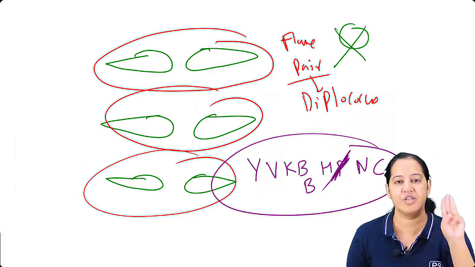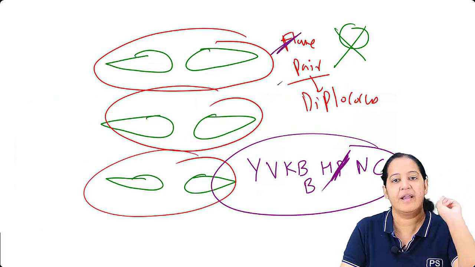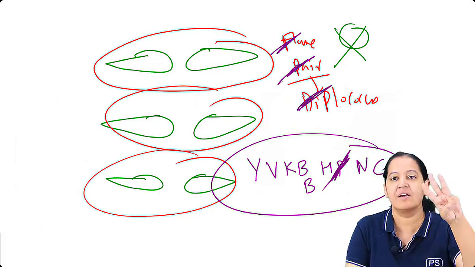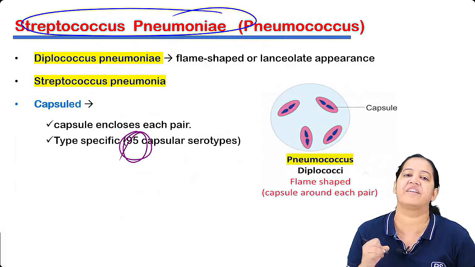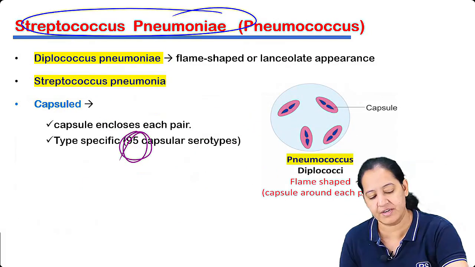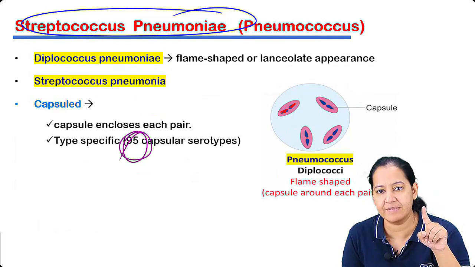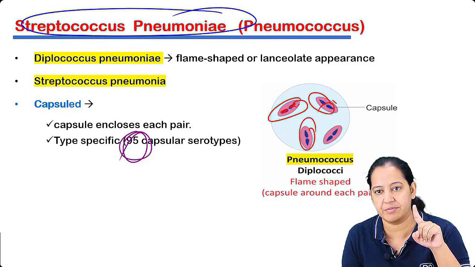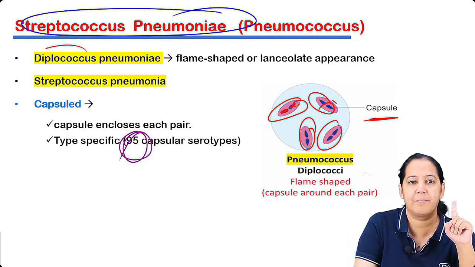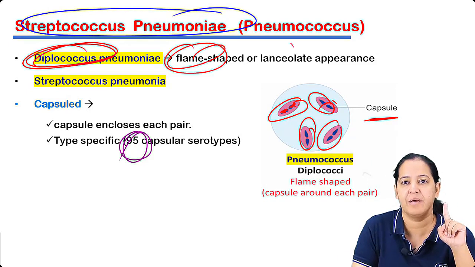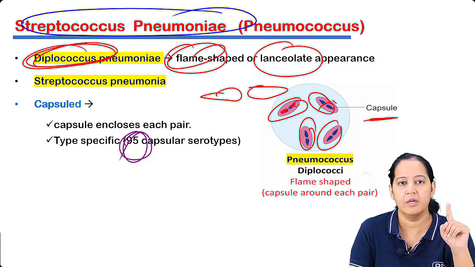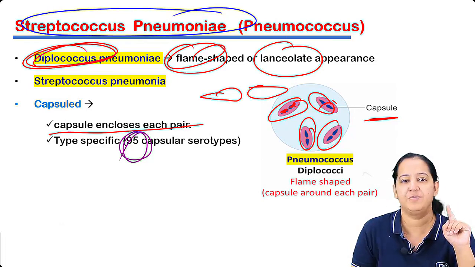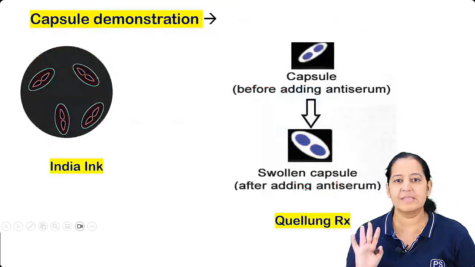So this is the morphology. Learn three things. It is flame shaped, it is in pair, it is diplococcus, one capsule around each pair. Learn it. Based on the capsule, it is of 95 types. You can see the morphology in the diagram also. You can see they are flames, they are in pairs, one capsule around each pair. It is diplococcus, flame shaped or lance shaped, you can also say lanceolate shape. Based on the capsule, it is of 95 types. This is the morphology.